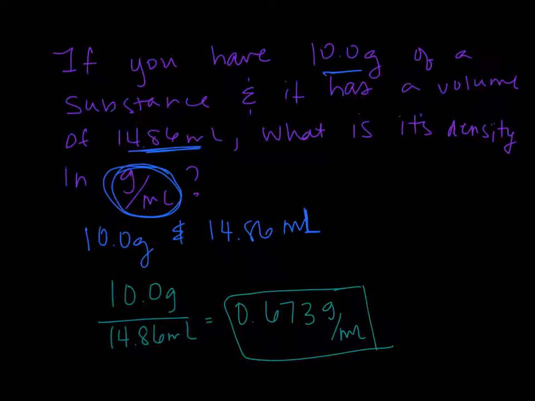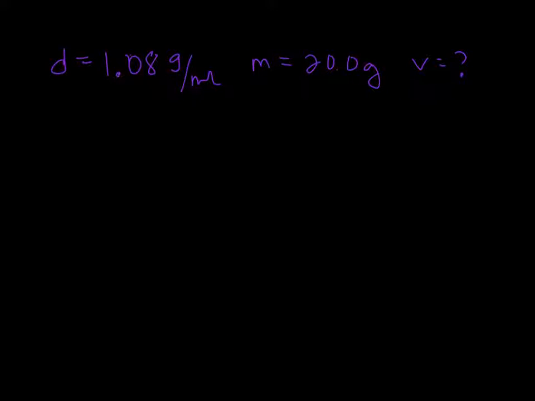All right, let's do a couple more. So now I'm given the density of 1.08 grams per milliliter, and I have a mass of 20 grams, and I'm looking for volume. And so I'm looking for milliliters, right? Because that's volume. And I'm given mass, and I'm also given density. So which one of these would I start with? I would start with the one that doesn't have a unit in the denominator, so I'm going to start with the mass of 20 grams.